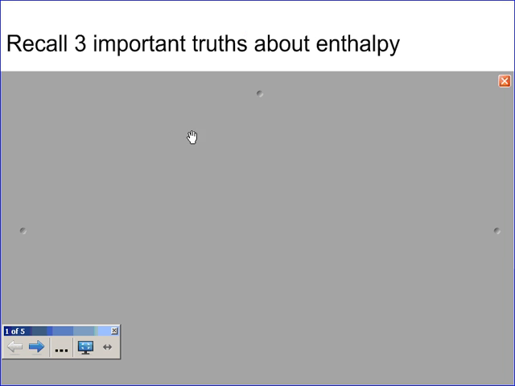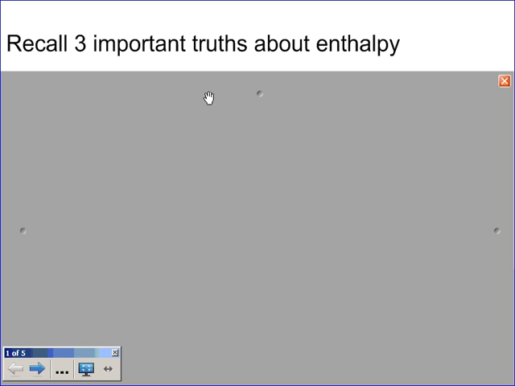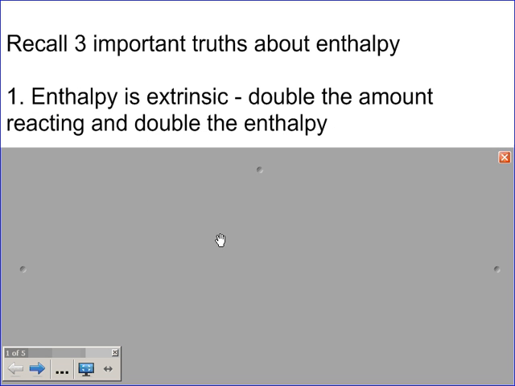As we begin our study of how to do Hess's law problems, which are adding chemical reactions together, it's important to remember three important truths about enthalpy. The first was that enthalpy is extensive, that the amount mattered, and that if I have a reaction that produces 80 kilojoules of energy, if I double the amount, I'm going to now produce 160.